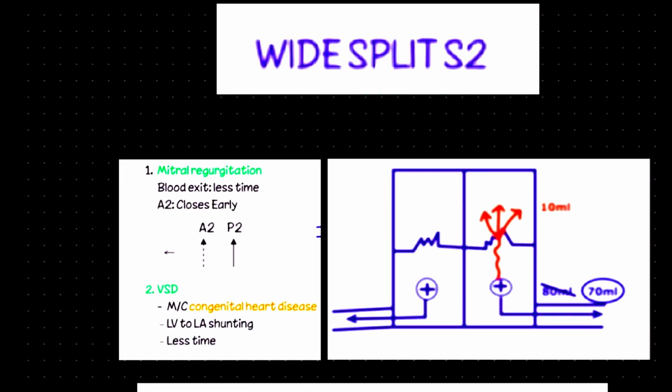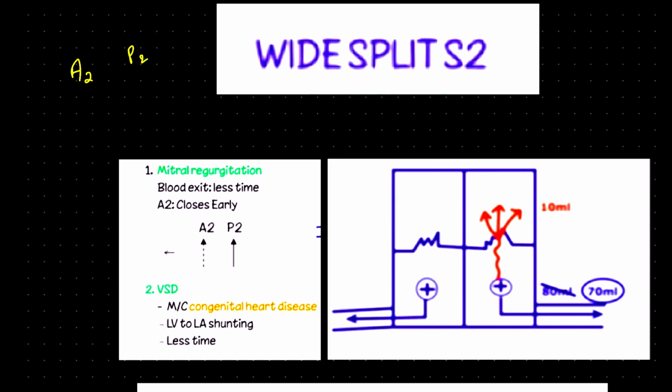The topic we are going to discuss right now is the different conditions in which we will find wide split of S2 sound. Now, what is the S2 sound? It is the sound because of closure of the aortic and pulmonary valve, right? It is represented as A2P2.